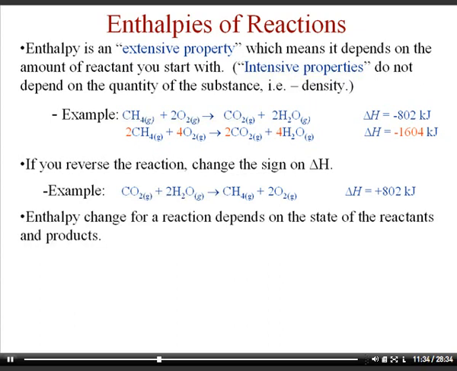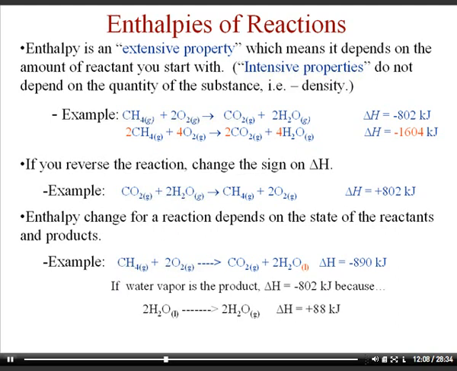Now, enthalpy change for a reaction depends on the state of the reactants and the state of the products, so you have to be very careful what you're looking up in one of the tables in the back of the book that we'll talk about later. You have to make sure you're dealing with liquids or gases or solids, because the state does change the delta H. So for example, in our first reaction at the top of the PowerPoint presentation, it says negative 802 kilojoules. That's if you have gaseous water as your product. But if it's liquid water as your product, it's actually going to release more heat. It's negative 890 kilojoules released. So if water vapor is the product, it's only negative 802. But if it's liquid water, it's going to release 88 kilojoules more.